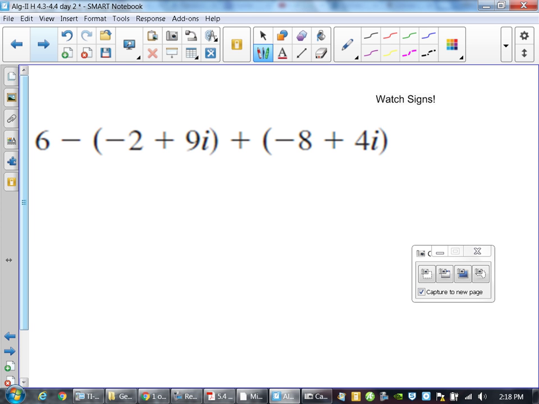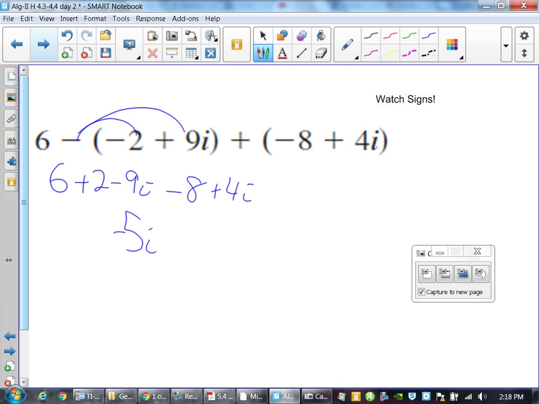Okay? Remember, your final answers are always going to be the integer value, and then i's are last. So you just rewrite this. It becomes 6 plus 2 minus 9i, because I'm distributing the negative to both parts. I don't have to distribute anything here, so I just rewrite it as negative 8 plus 4i. 6 plus 2 is 8. 8 minus 8 is 0. Negative 9 plus 4 is negative 5. You're done. Negative 5i. Combine like terms, ladies and gentlemen. That's all it is. We're going to multiply still and divide.